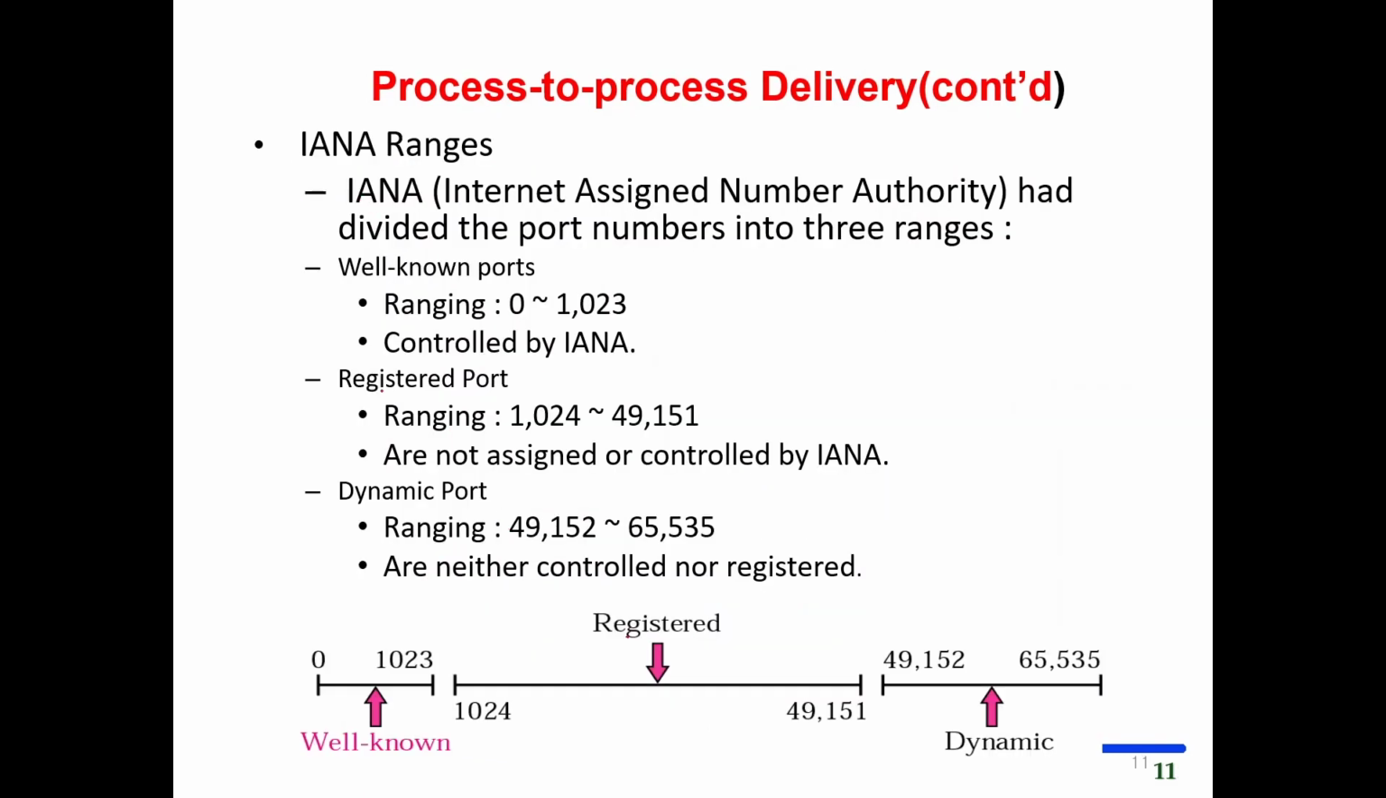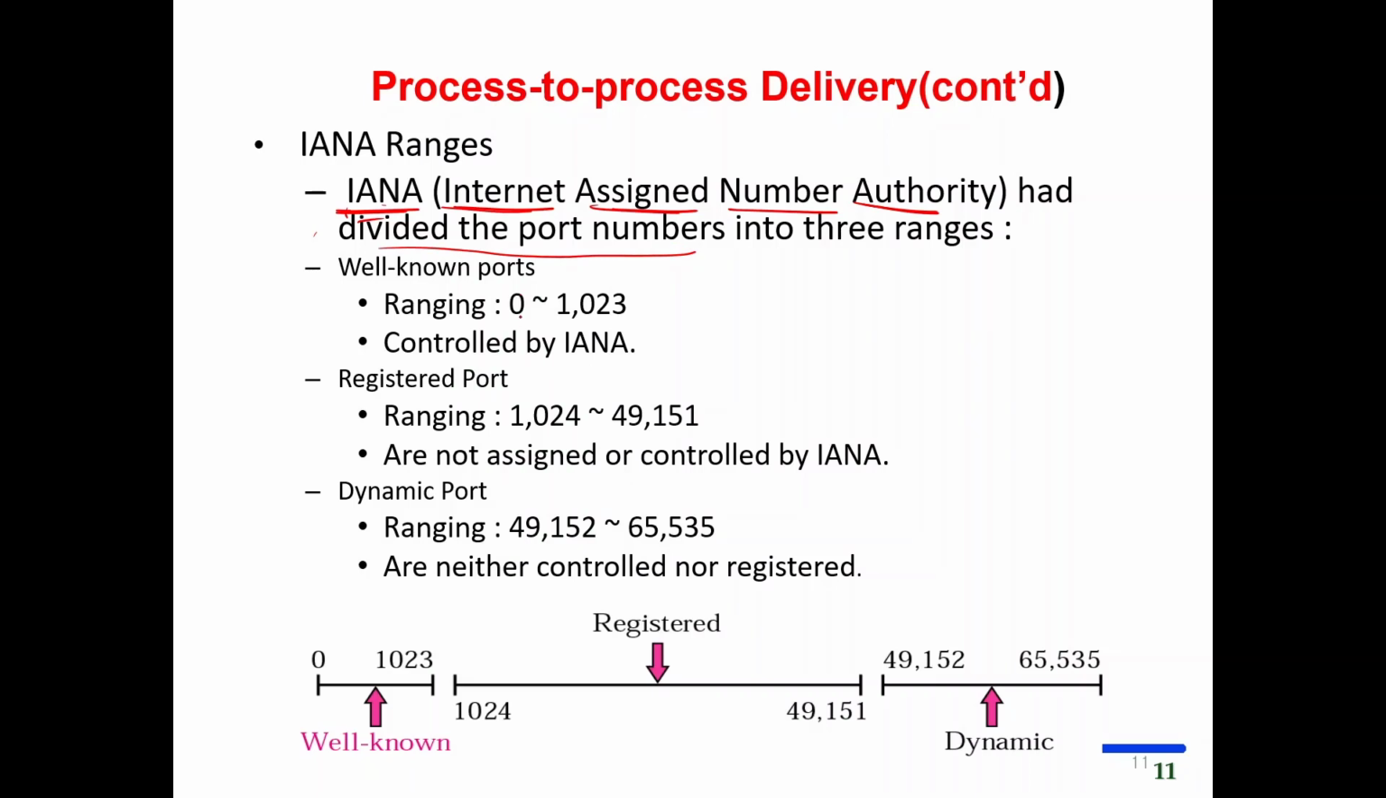So how the port numbers are divided, and which authority is responsible for the division of the port numbers, that is IANA. This IANA, you can observe, is the abbreviation for Internet Assigned Numbers Authority. This is the authority which is responsible for the division of the port numbers.